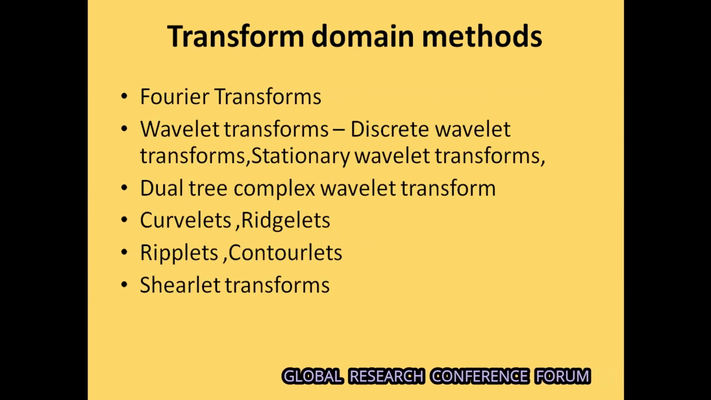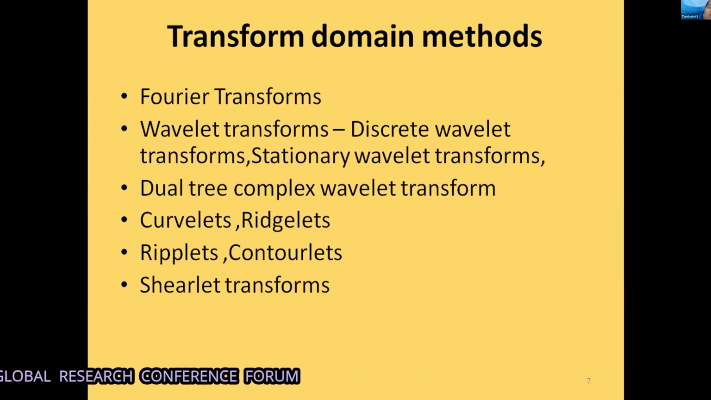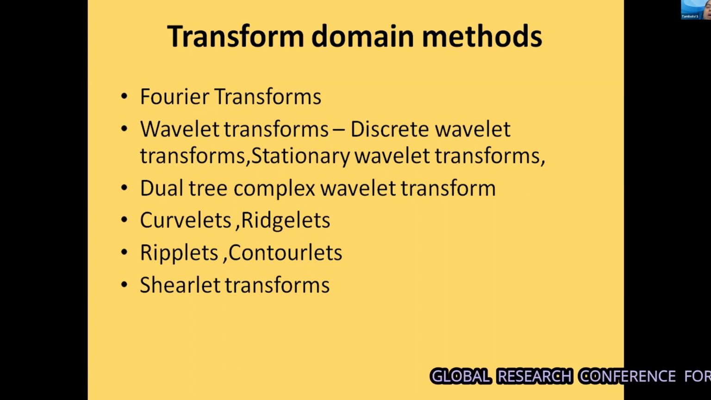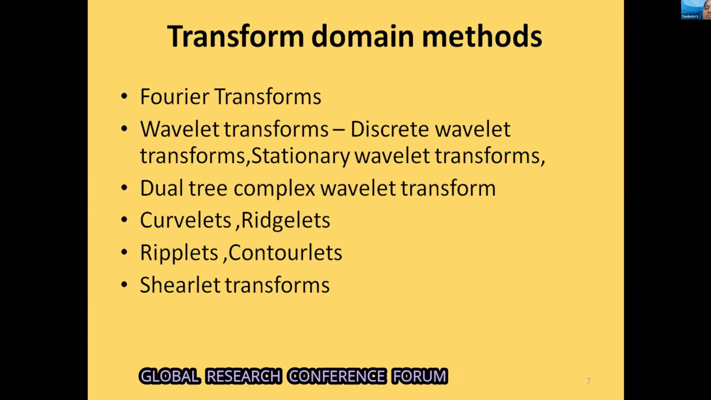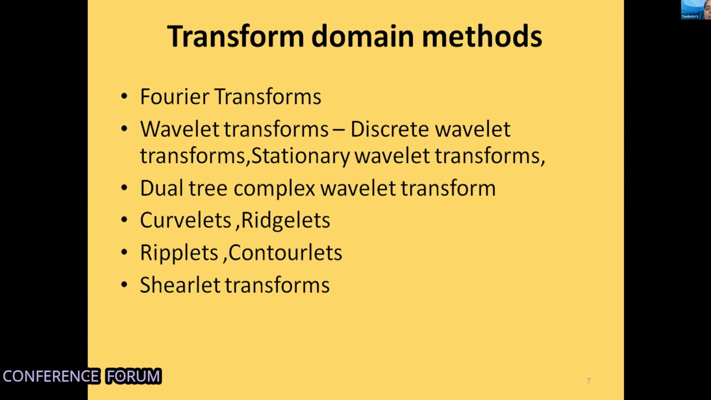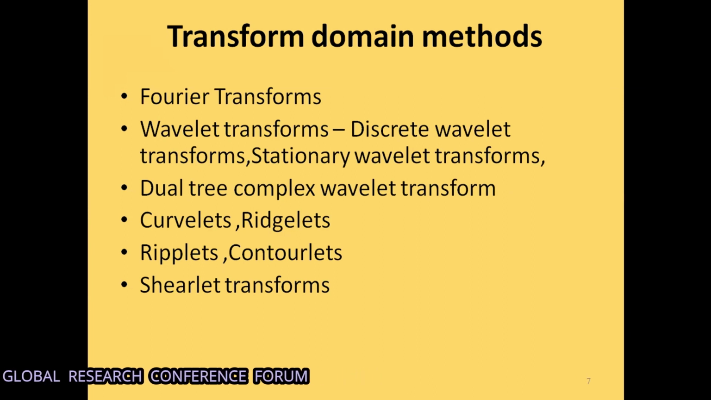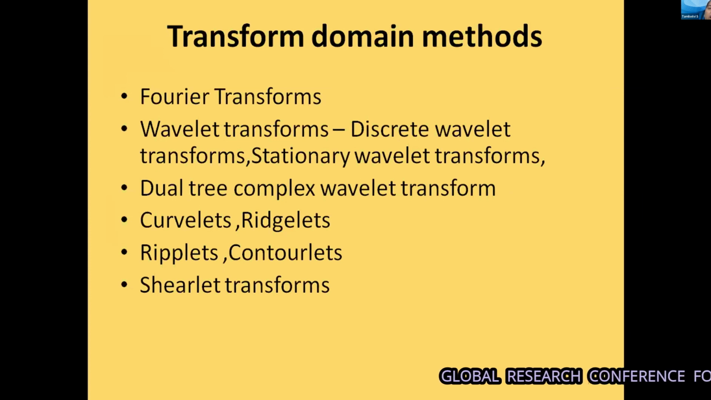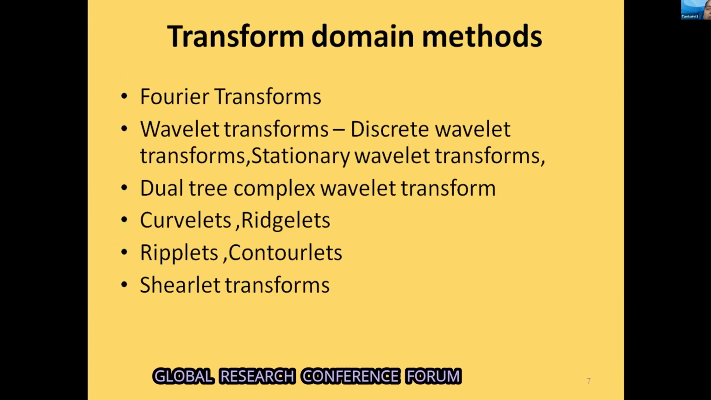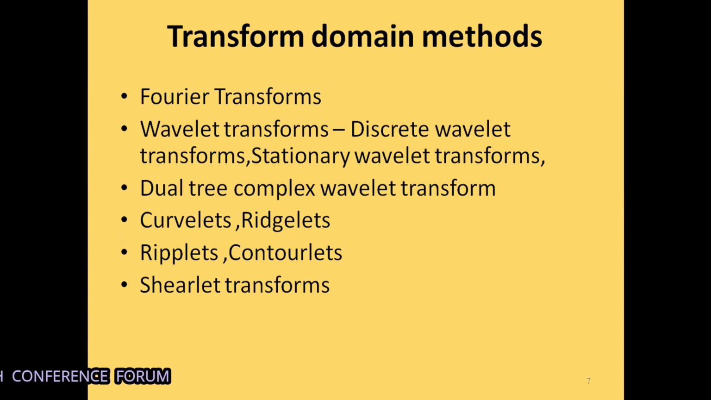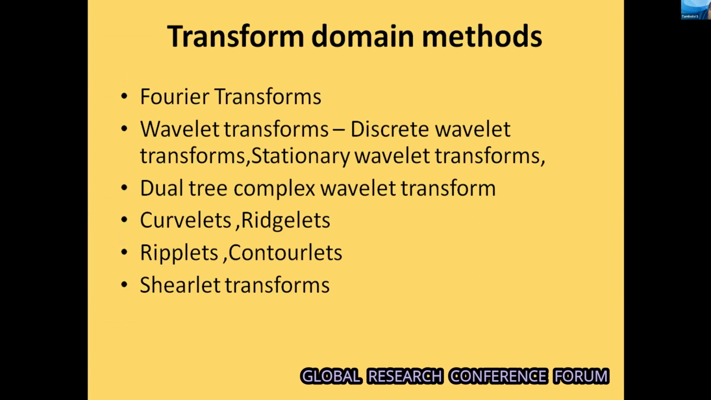So in transform domain methods, if you go into detail, we have various different transforms: Fourier transforms, wavelet transforms, dual tree complex wavelet transforms, curvelets, ridgelets, ripplets, contourlets, shearlet transform. Even though this many transform methods have already been used for the purpose, my thinking is that when we apply a hybrid model of any of these, that will give us better results. So now some of the literature survey.